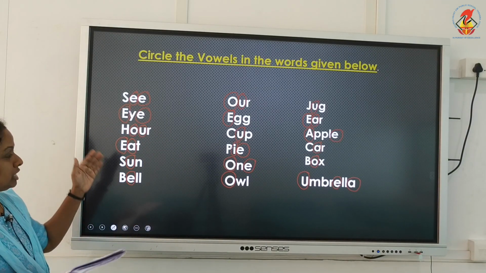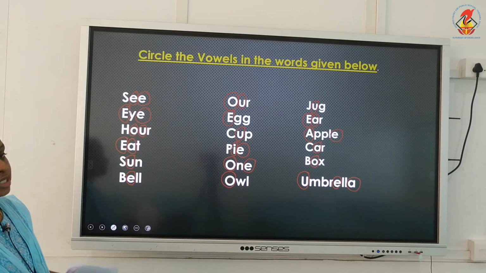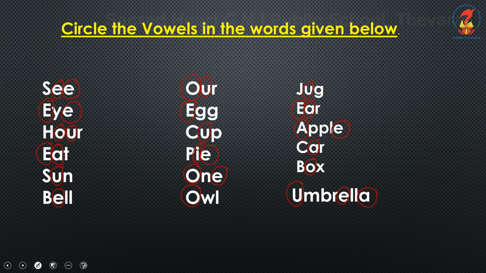Okay. The first one we have already done. Circle the vowels in the words given below. So what is the first one? The two E's are the vowels. And the next one is I. Both E's are vowel letters. And the third one is H-O-U-R, hour, O and U are the vowels. And eat, E-A-T, E and A are the vowels.